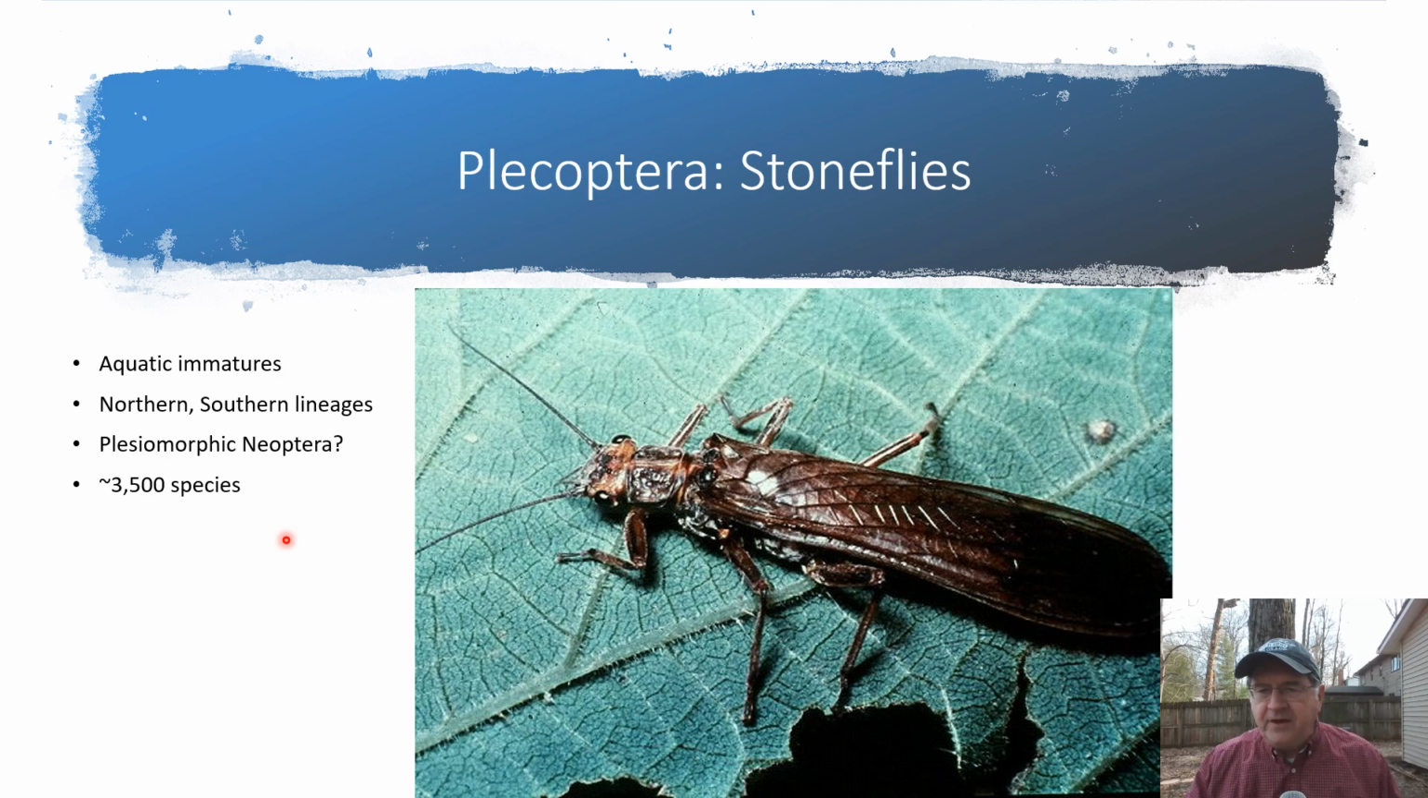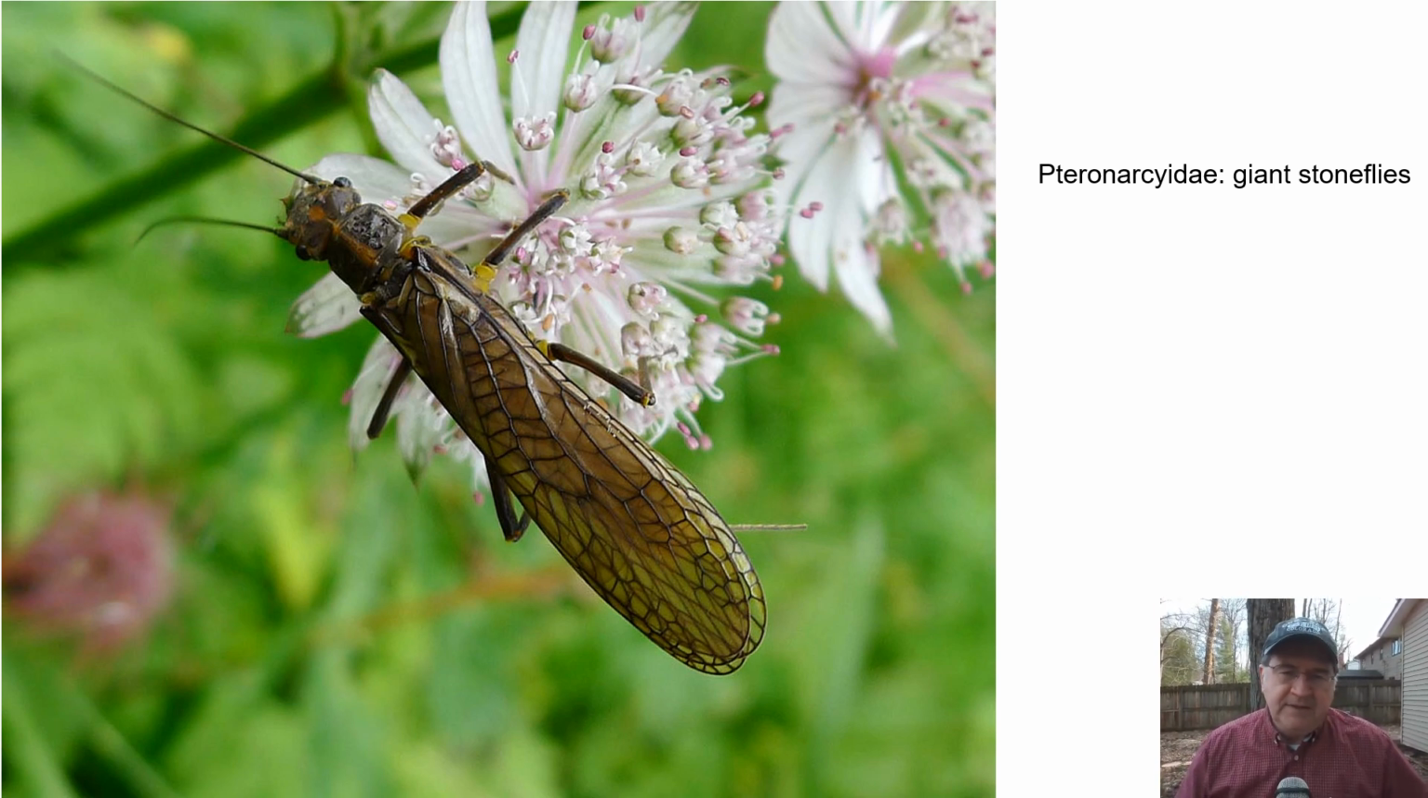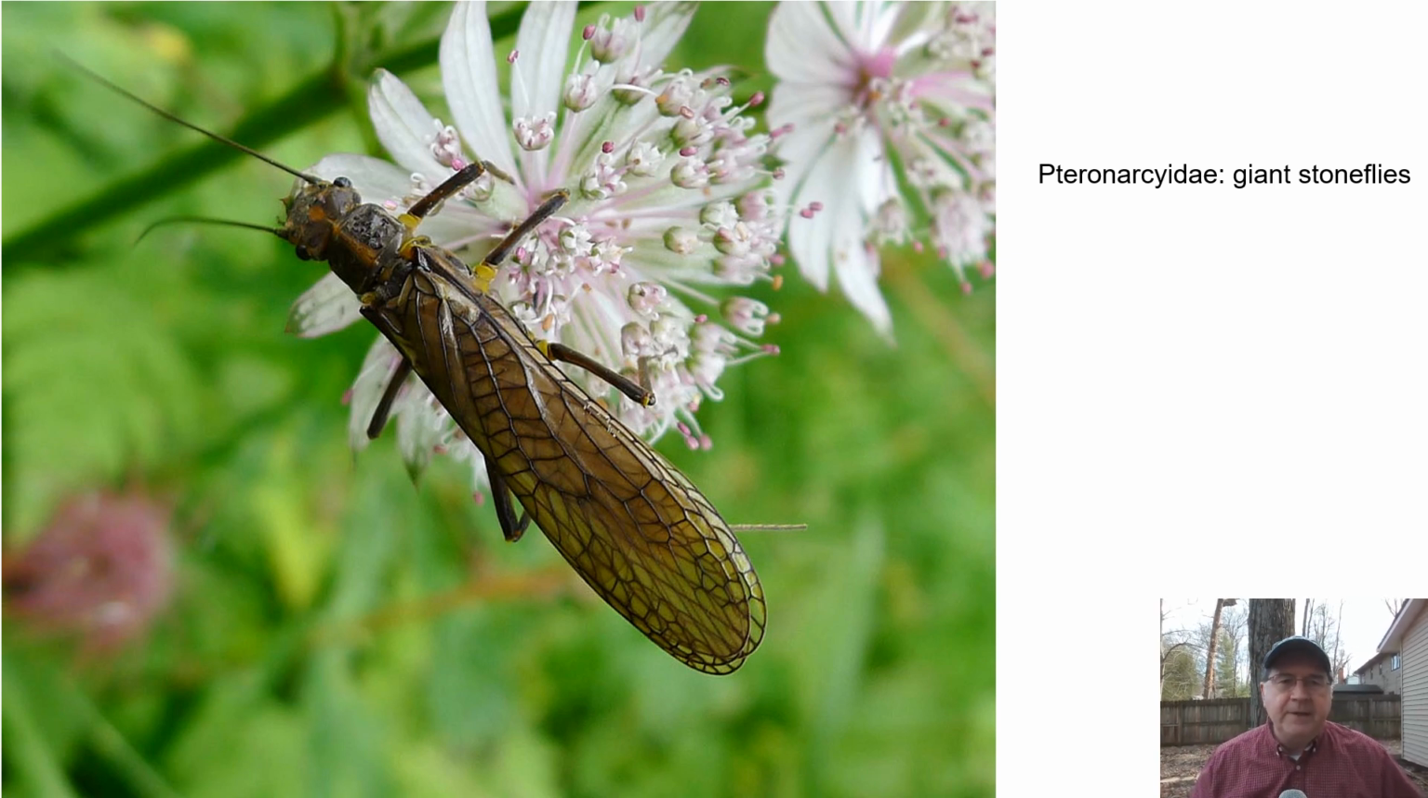Reasonably diverse, 3,500 species. There's still lots of them being discovered as new species. Let's take a look at a few. This is an example of a Pteronarcys, the family of giant stoneflies, the Pteronarcyidae. While most stoneflies are relatively modest in size, a centimeter long, maybe 2-3 centimeters, these guys can be the size of your pinky. They get to be quite large. So we have giant stoneflies.